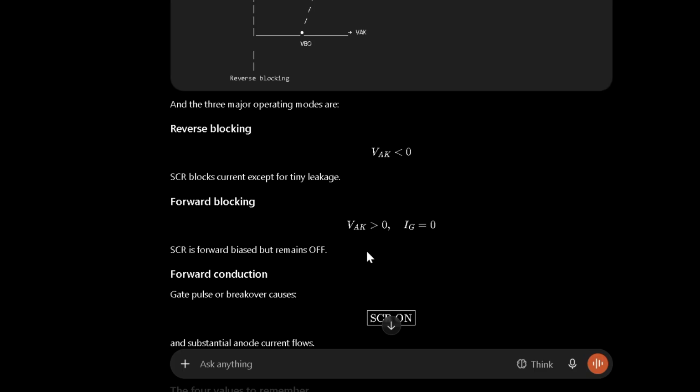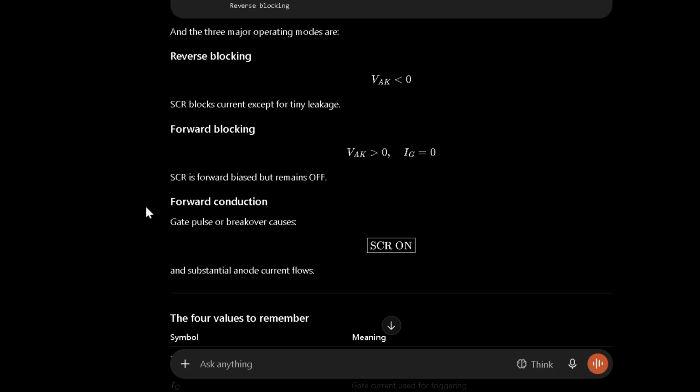Breakover causes the SCR to turn on. Forward conduction can happen in two ways. We can give a voltage at the gate, or we may give a big voltage from anode to cathode so that breakover occurs, VBO, the voltage breakover. The SCR gets turned on and a substantial anode current flows.